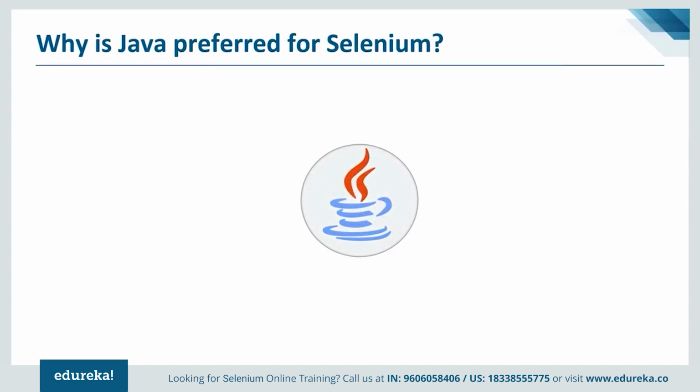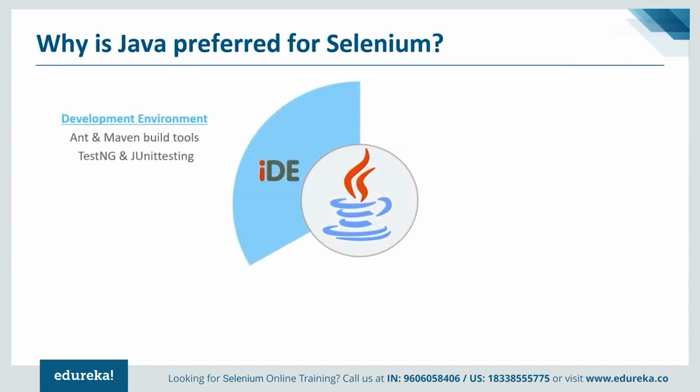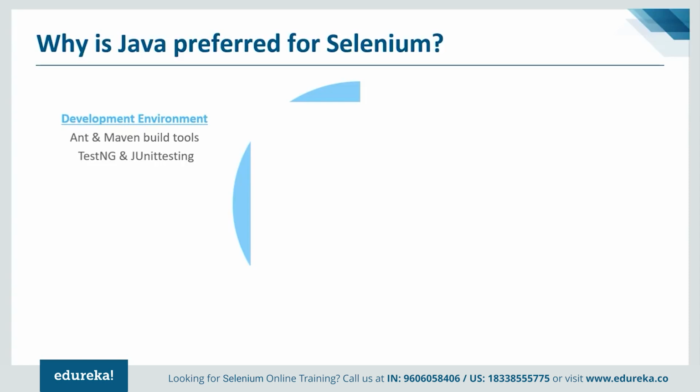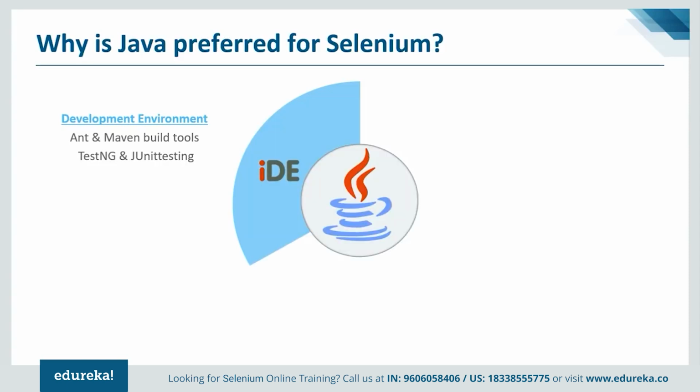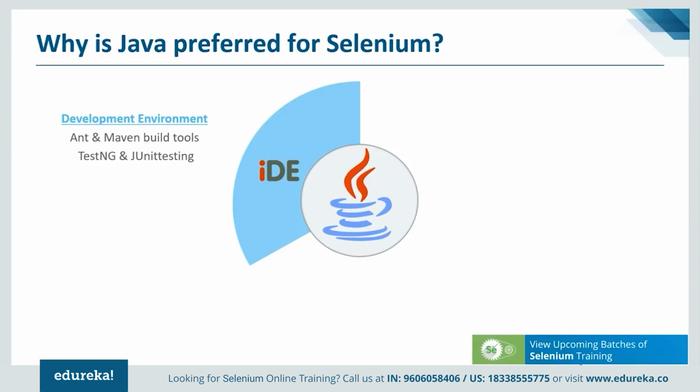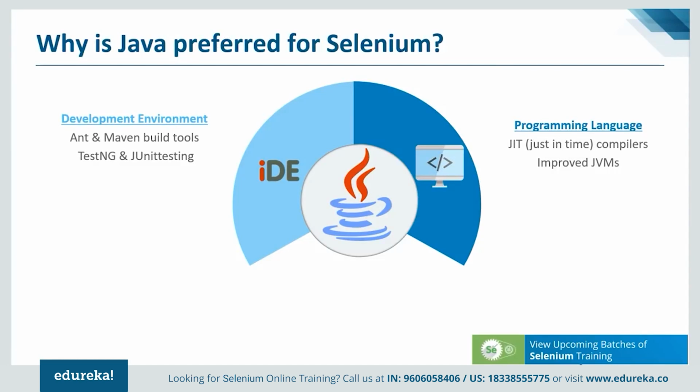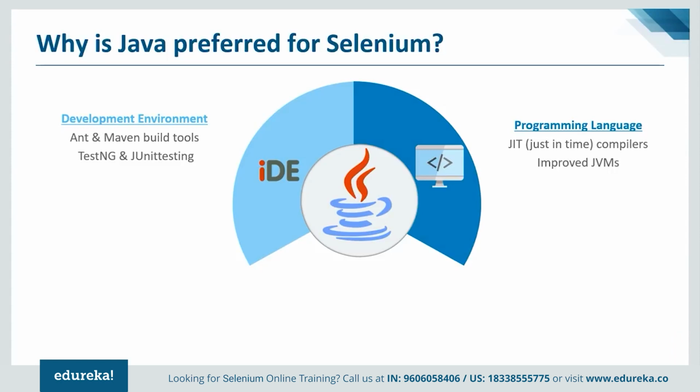There are three primary reasons out here, the first one being IDE. Generally, IDEs provide a code editor, compiler or interpreter, and a debugger that the developer accesses through a unified GUI. But Java IDEs also include language-specific elements, such as Ant and Maven build tools, as well as TestNG and JUnit testing. Secondly, Java programs are now even more performant, thanks to the JIT compiler and the improved JVMs. Also, the performance of Java programs can be optimized in real time to help run it faster.